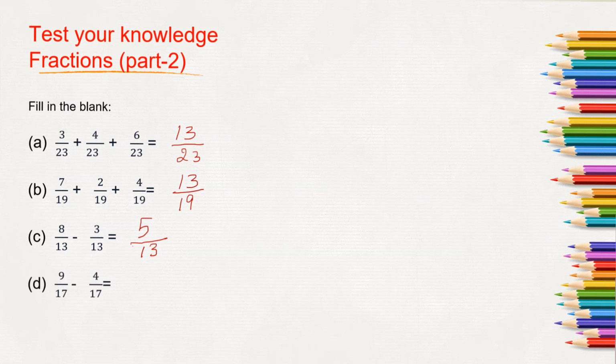Similarly, next question, 9 by 17 minus 4 by 17. The denominator remains the same. From 9 if we take away 4, we'll be left with 5. So the answer is 5 by 17.